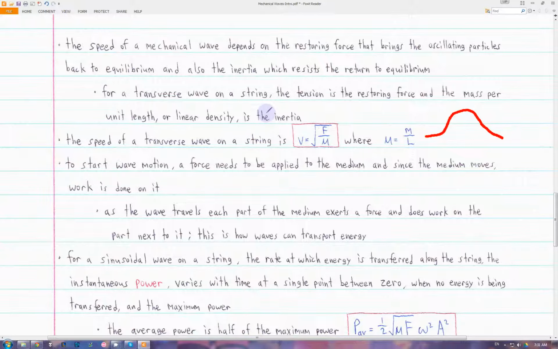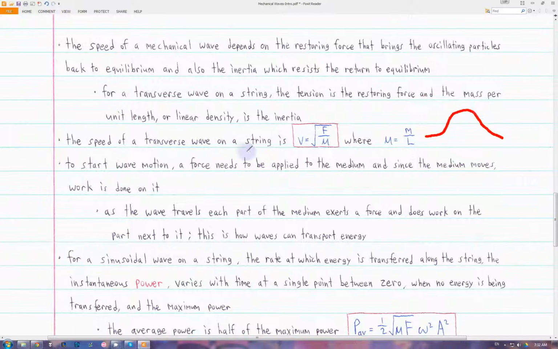Now we're going to look at transverse waves on a string. In a string, the restoring force is provided by the tension in the rope. So this is one section of a transverse wave, and the particles at the crest are being pulled back to the equilibrium position by the tension in the rope on either side of it. So these ends of the rope are trying to pull these particles here back to the equilibrium position. And the inertia in the string is represented by the linear density, which is the mass of the string divided by the string's length.